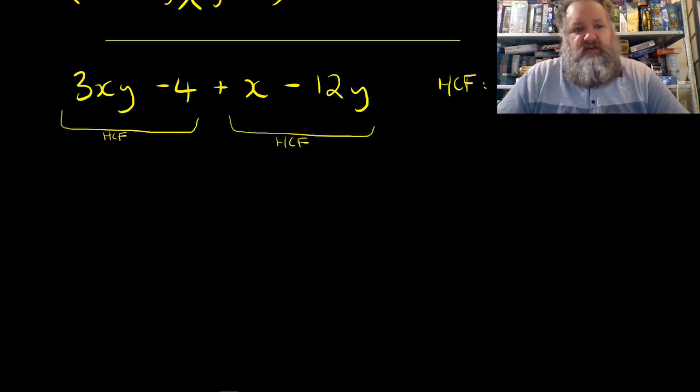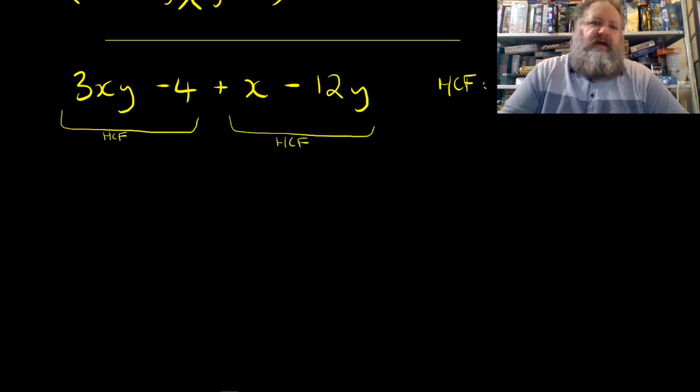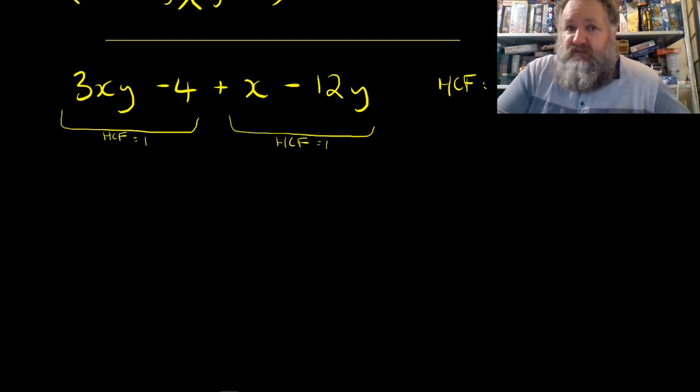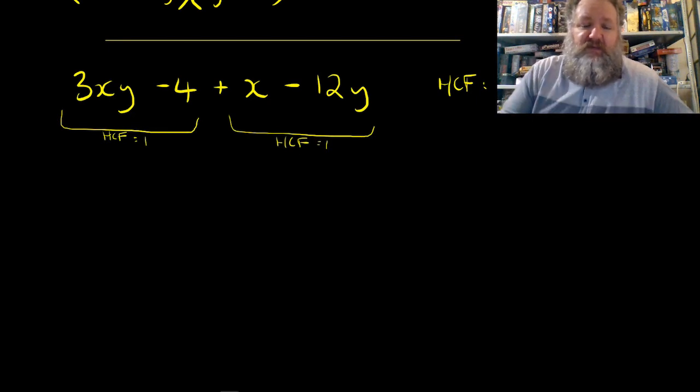So let's do that. Let's have a look. For 3xy minus 4, the highest common factor is just a 1. What about the x and -12y? The highest common factor is only a 1. Now, we have had a highest common factor of 1 be useful before, but in this instance, when they're both 1, that is not useful at all. I can't use this, and I can't factor by grouping because there's no other factors but 1.